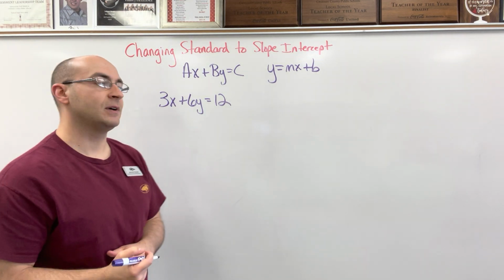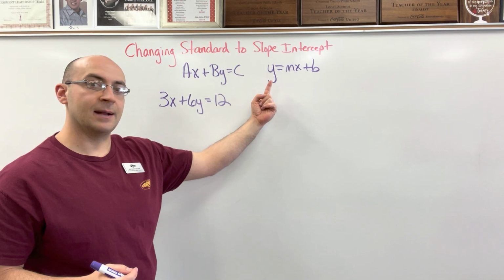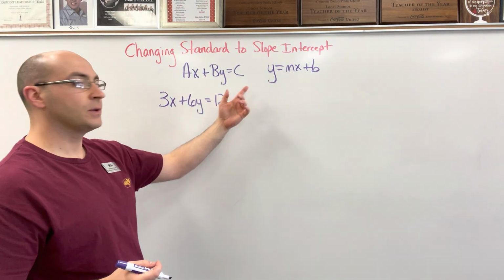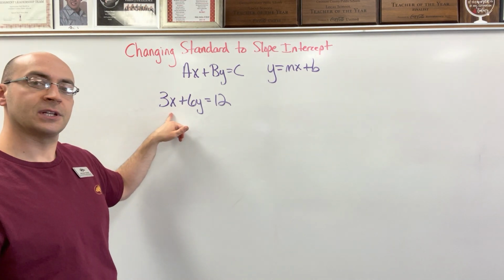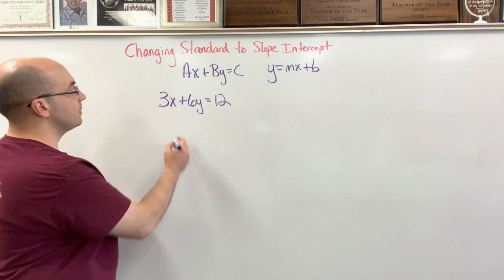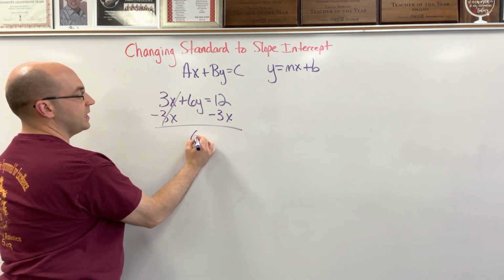Well, what do we do first? The idea here is to get y by itself, right? I'm trying to isolate y. So in order to do that, I've got to move everything away from the y. The first step is we're just going to move this 3x to the other side. So I'm going to subtract 3x on both sides, which is going to give me a 6y.